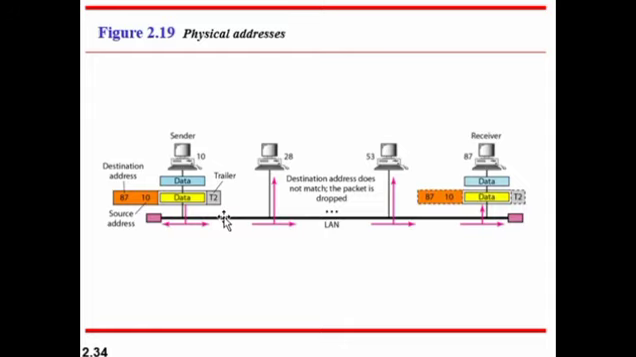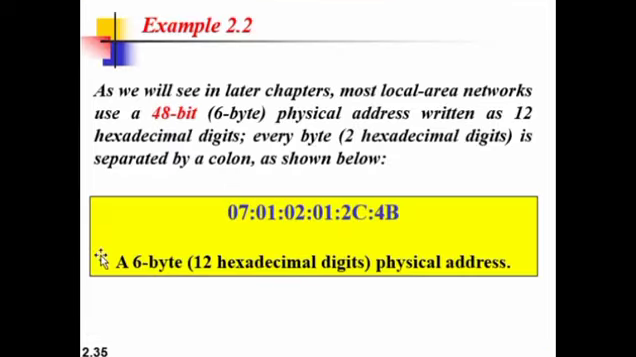And in the data link layer, here we have the sender, and here we have the receiver. If the packet is dropped, it means that the packet does not match the destination address, right? So this is the hexadecimal representation for the physical address. Most local area networks use a 48-bit, that is 6-byte, physical address, written as 12 hexadecimal digits. Every byte, which is 2 hexadecimal digits, is separated by a colon. You can see this is the hexadecimal representation, which is equal to 48 bits.